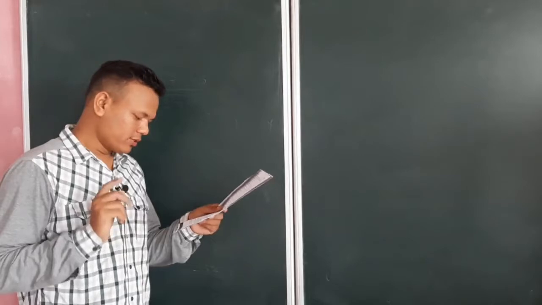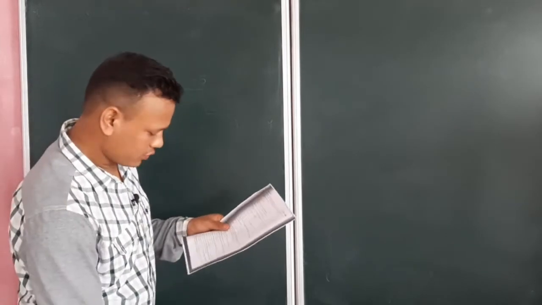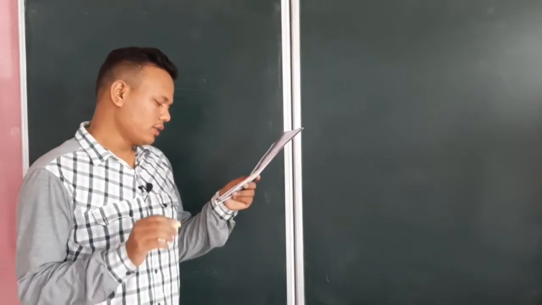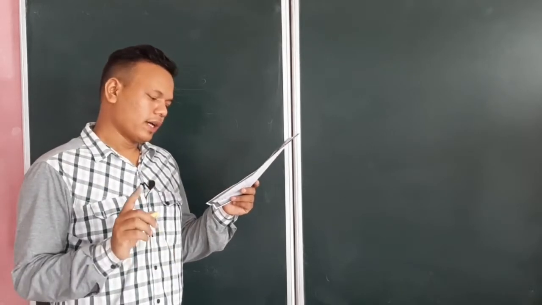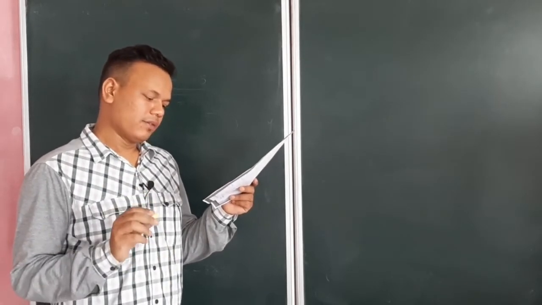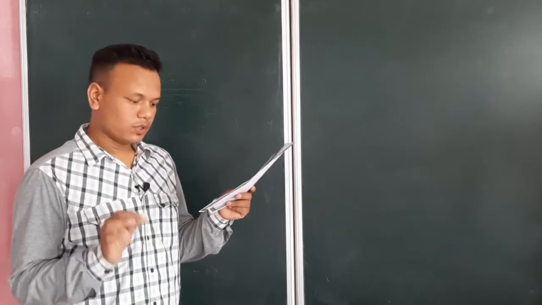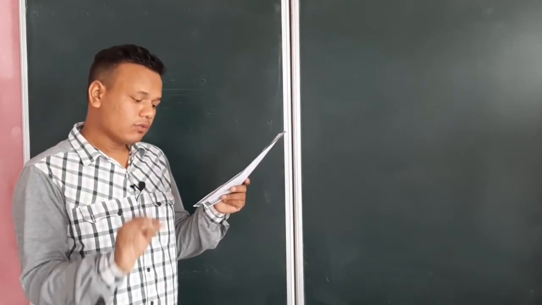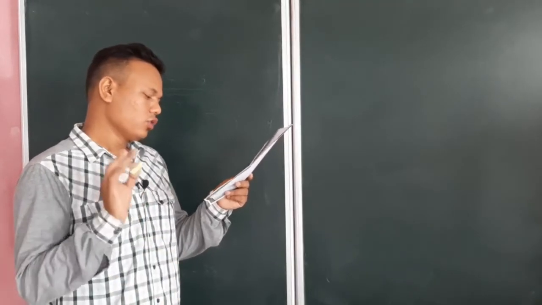Now let me take question number 6. I'm just going to give you a hint for this question. The question says, prove that each point on the line 2x plus 11y minus 5 equals 0 is at equal distances from the line 2x.